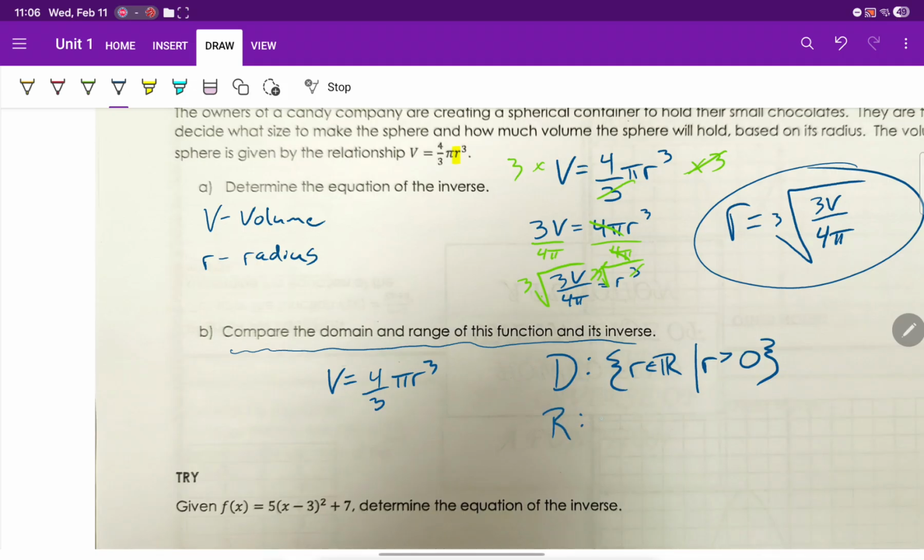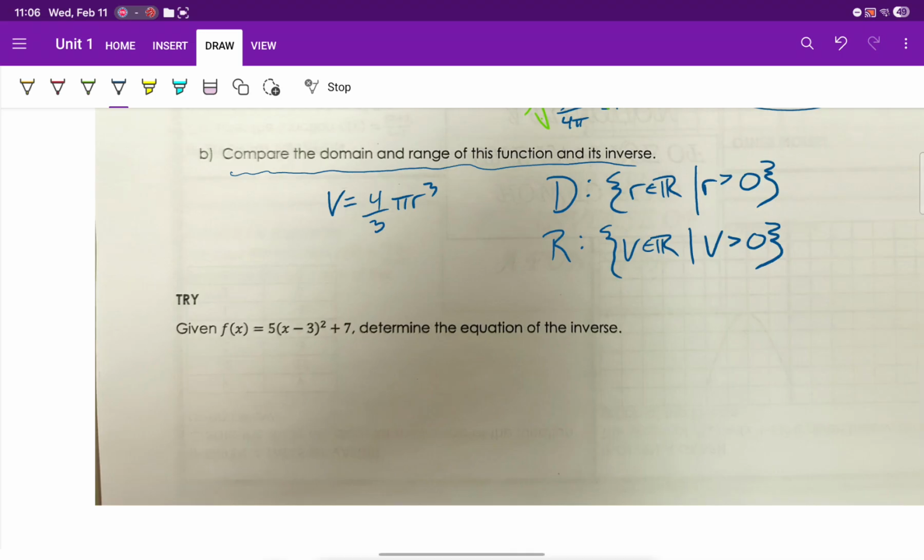Our range then, same idea. Our range is related to our volume. Your volume cannot be negative. Your volume can also not be 0, or else this company is not giving away any chocolates. There's no chocolates in those spheres, and there's a lot of disappointed children at Easter time. So we are going to say that that volume has to be greater than 0. And that is all we're looking at for our domain and range. Your domain and range of the inverse function would be the same.